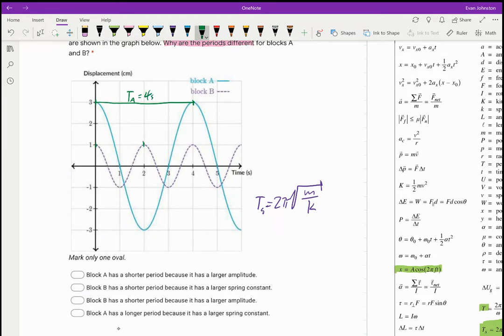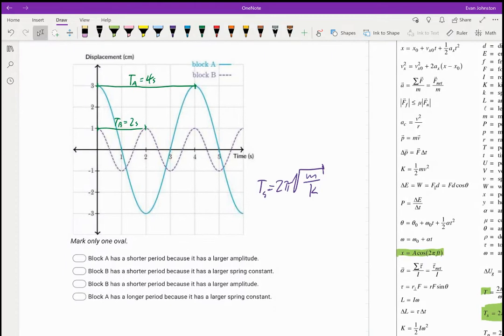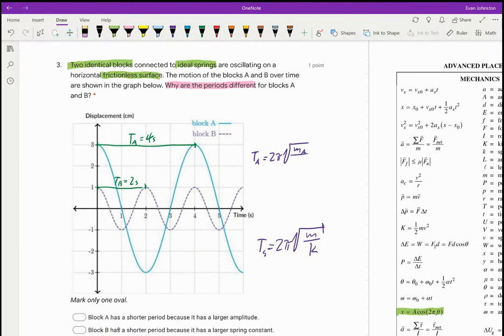And the period for B is 2 seconds. So one of them has twice the period of the other. So it turns out that if the masses are the exact same, we can rewrite these equations and look at it in math terms, if you'd like, over MA, but it says the blocks are identical. So really, we don't need MA. We can just put M.